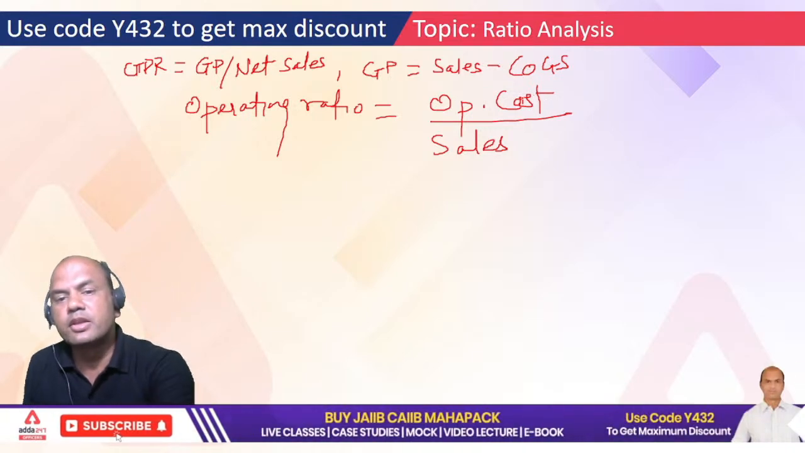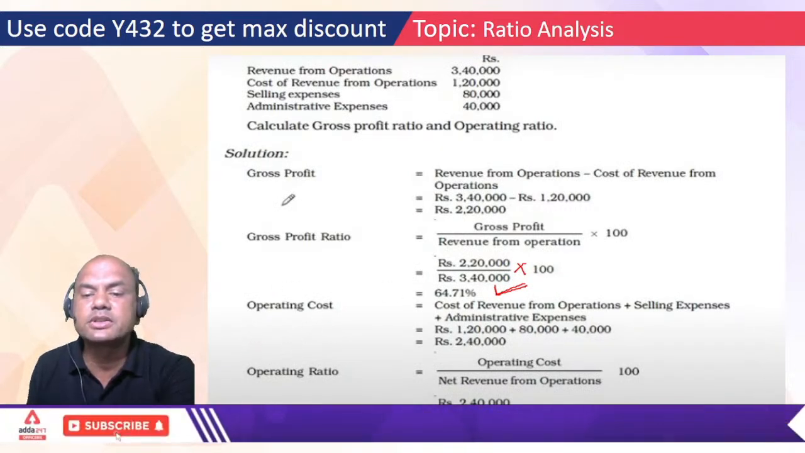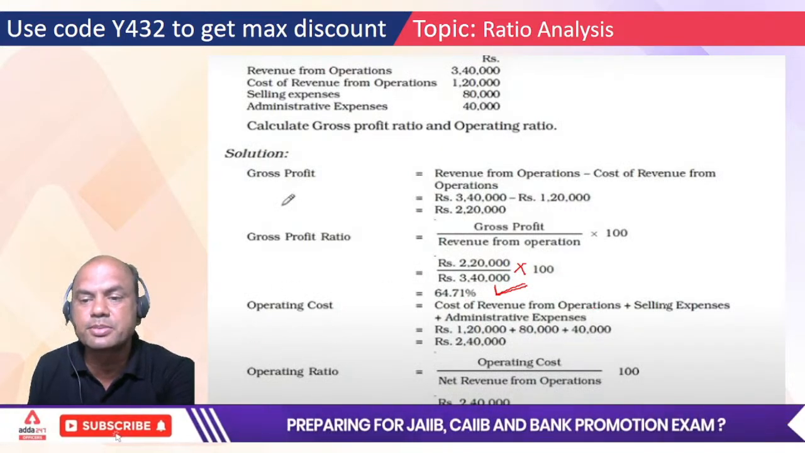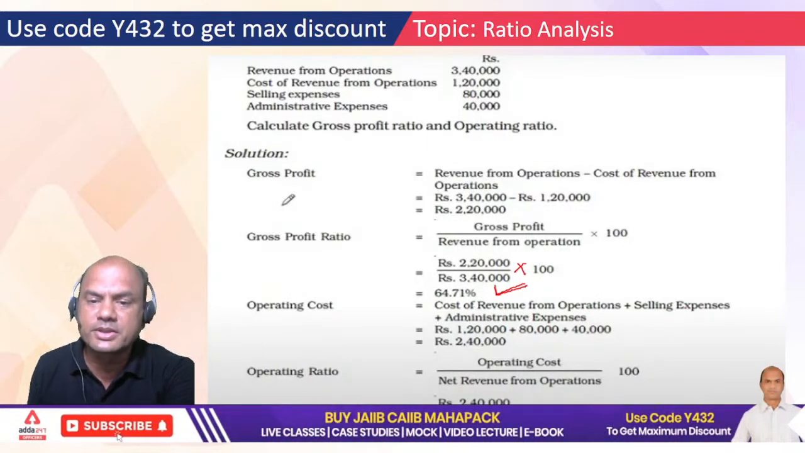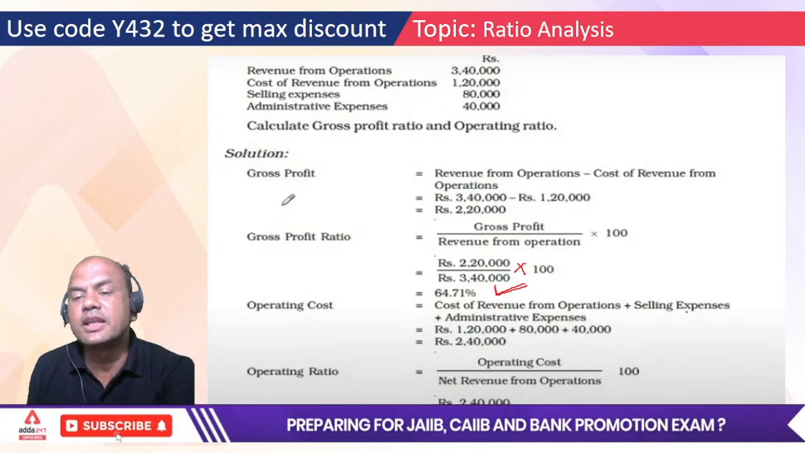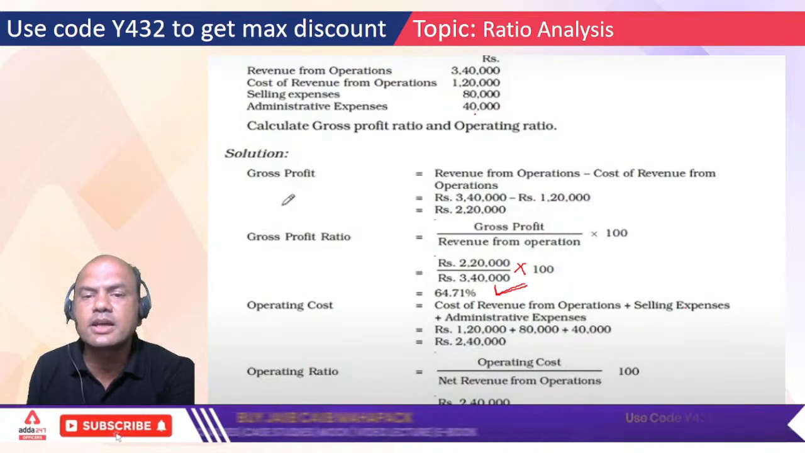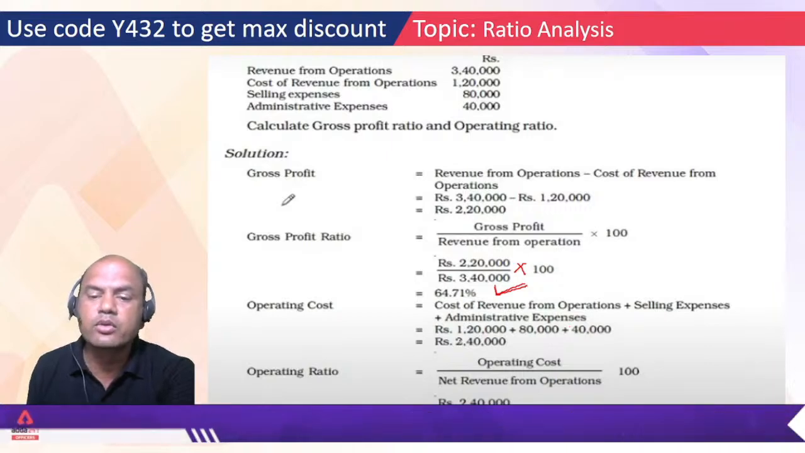Okay, so let's move on to the problem again. So what is the operating cost? Operating cost is cost of revenue from operations plus selling expenses plus admin expenses. So all these expenses are added. Cost of revenue from operations is generally cost of goods sold. So 120 plus 80 plus 40. What do you get? 240.